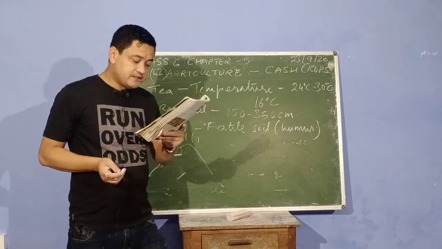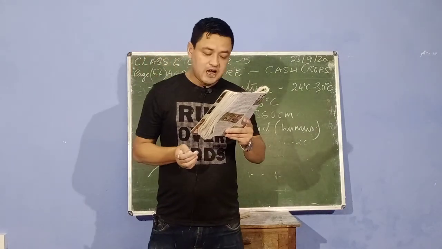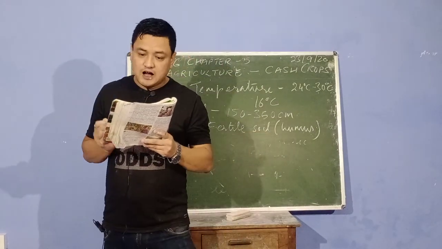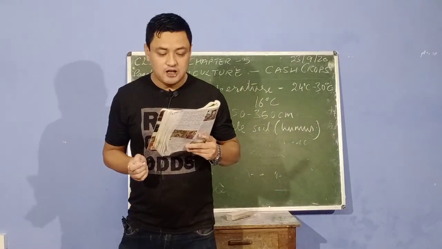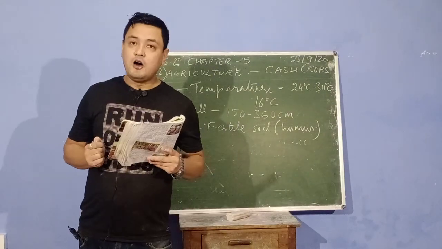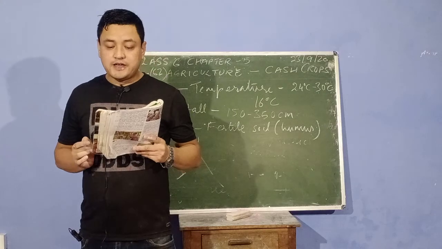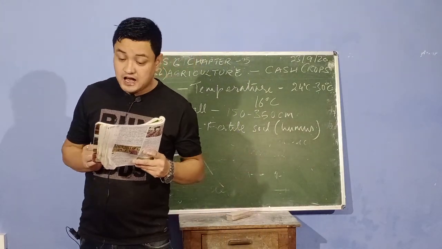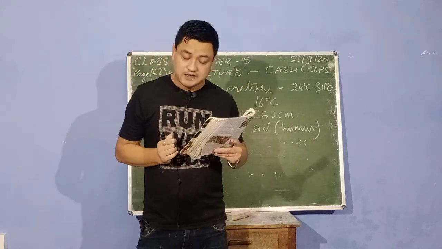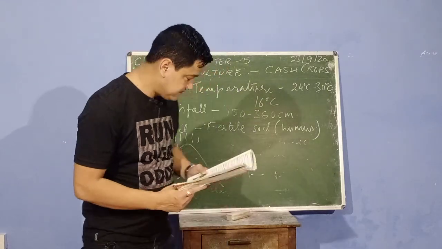In the world, tea is grown in the hilly areas of India, Sri Lanka, China, Kenya, Vietnam, and the African highlands. Now highlands are hills. India is the largest producer and also the seller of tea in the world. In India, the major tea growing areas are Assam, Darjeeling in West Bengal, Kerala, and also Tamil Nadu.